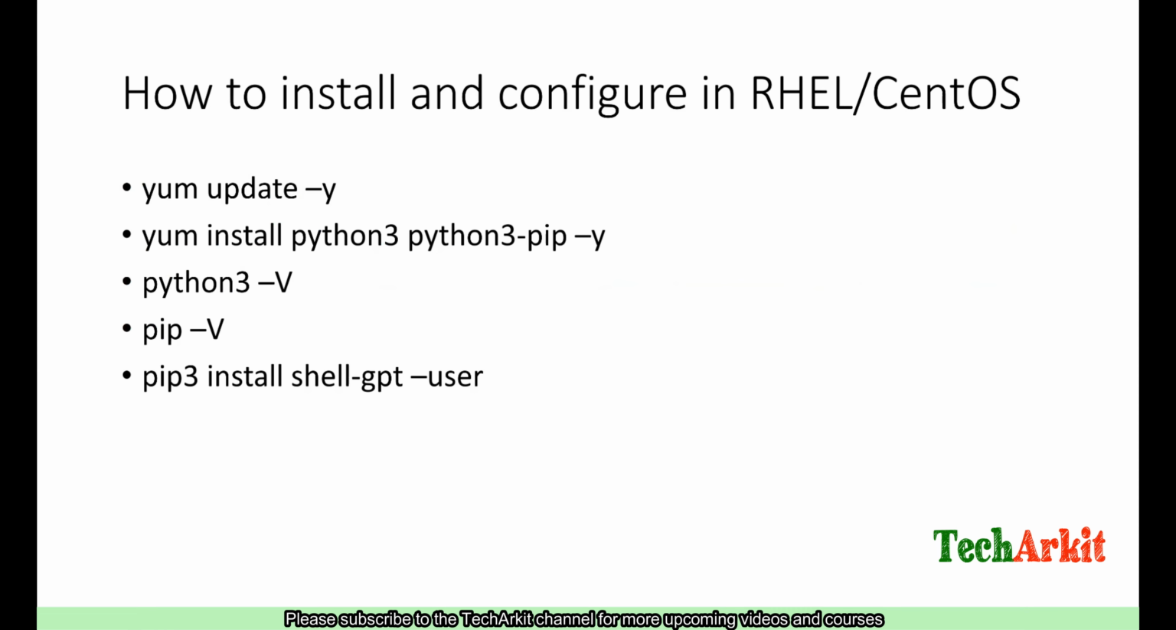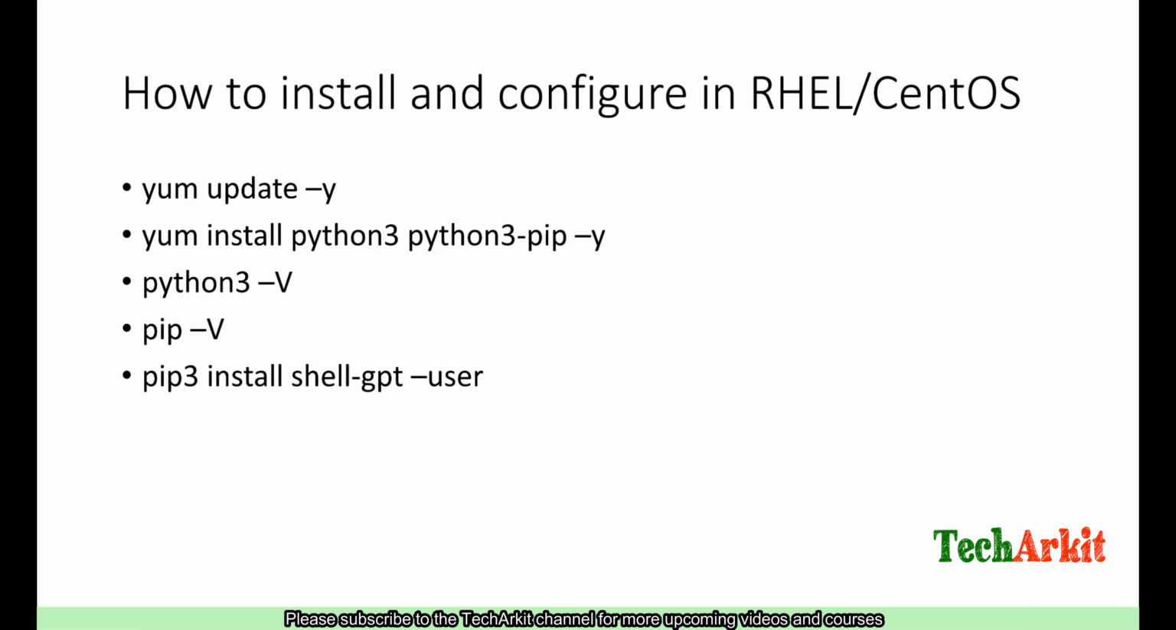So how can you install it on a RHEL or CentOS based system? First of all, you need to update the packages using yum update -y so that the packages are updated. After that, you can use yum install python3 and python3-pip, which is a package manager, to install Python. Now we can check the Python 3 version as well as the pip version. It should be the latest version, like 3.8 or 3.9. That would be fine, so that it works.